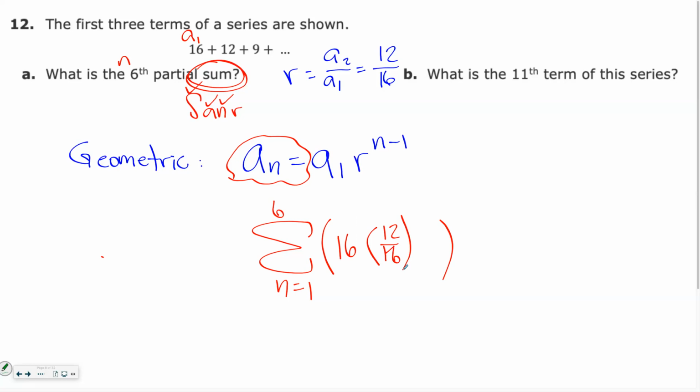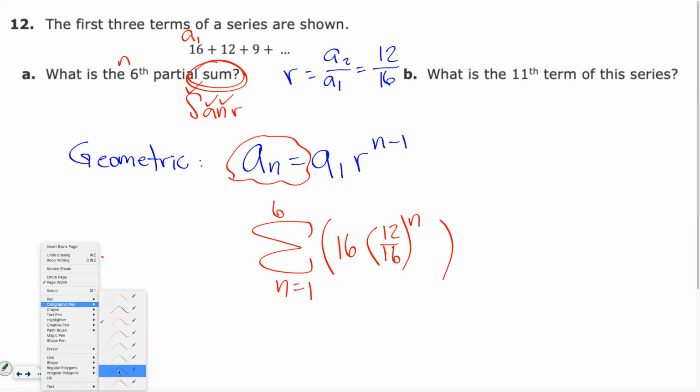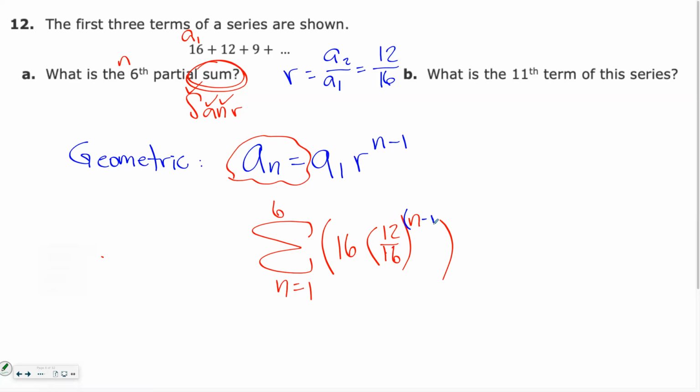On Desmos, it won't work well if you just try to type it in. It's going to put the minus 1 in the wrong place, and that's not how it's supposed to look. So make sure you throw in parentheses around n minus 1. Type that in and you should have your solution.